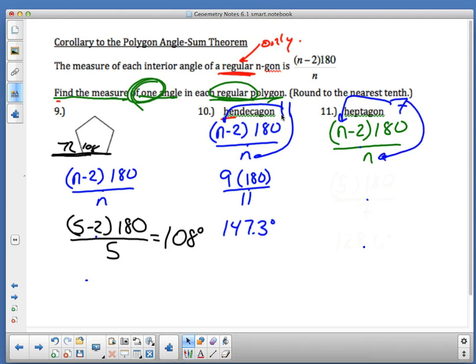And I got 5 times 180 divided by 7. So I've got 900 divided by 7. That's got 128.6 degrees in my interior. Now remember, I'm finding the value of one interior angle doing this.